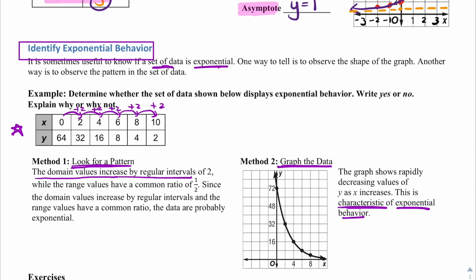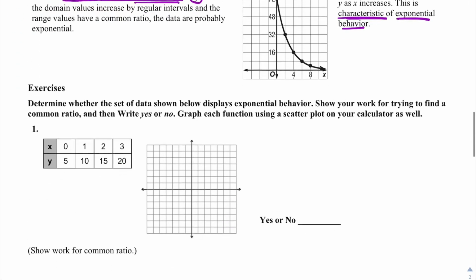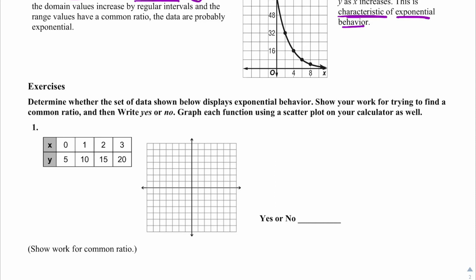Then what you're looking for is with your range values, not to just go up in a regular interval, but in a regular or a common ratio. And the common ratio in this table is every single number is multiplied by 1/2. 64 times a half is 32. 32 times a half is 16, and so on and so on. If you can confirm this in a table, then without graphing it, you can say, yep, that is exhibiting exponential behavior. So let's practice a few in the exercises that follow.